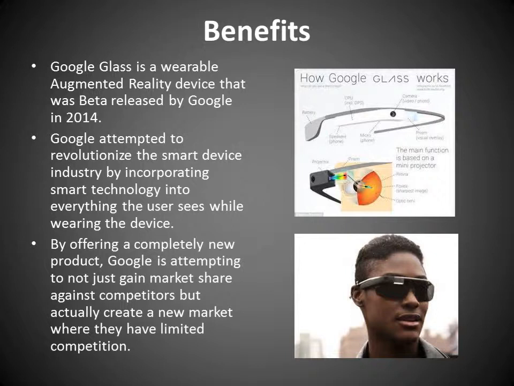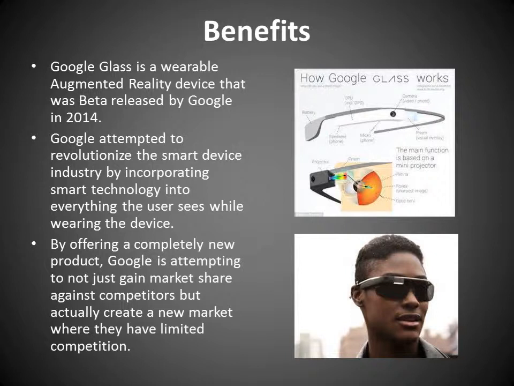Google is basically attempting to revolutionize the smart device industry. They're basically trying to use augmented reality to incorporate all the smart technology that we've become accustomed to on our cell phones into a device that the user sees the real world with. So basically everything that you're viewing, all these smart apps are interacting with your perception through the device.